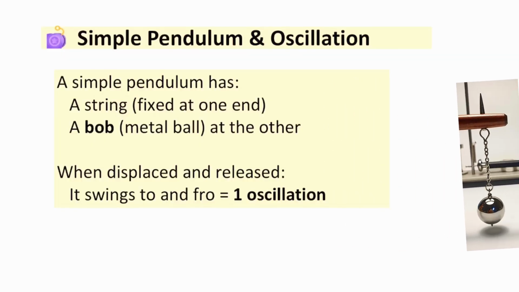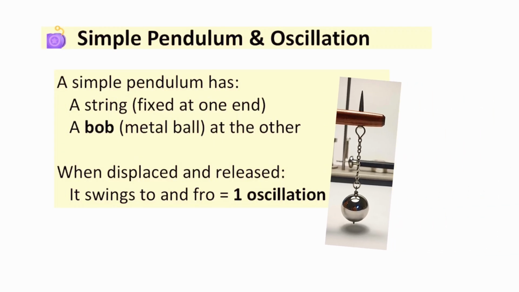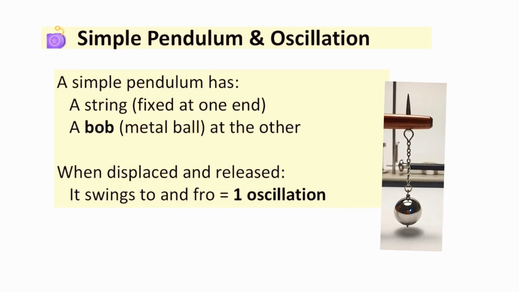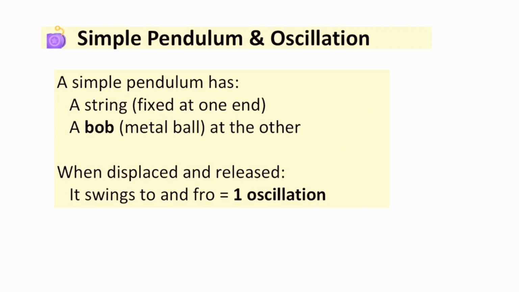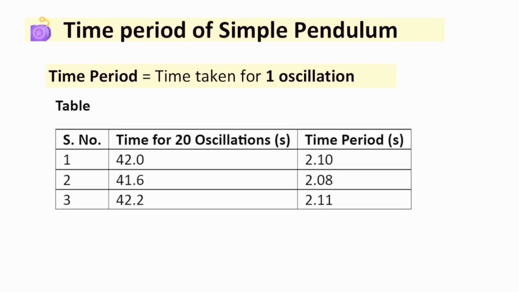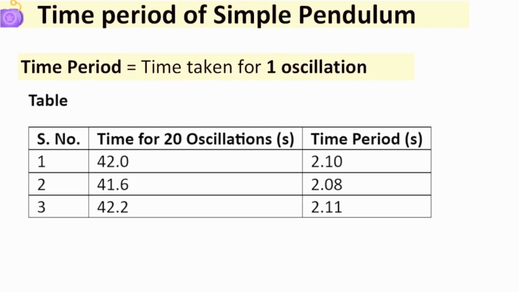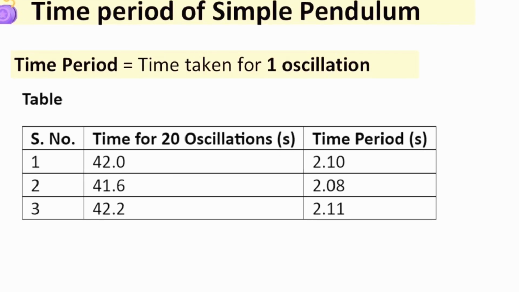Simple pendulum and oscillations. A simple pendulum is a string with a metal bob. When it swings once back and forth, that's one oscillation. Time period is the time taken for one oscillation. The time it takes is called the time period. The table shows time taken for 20 oscillations. From this, we can calculate time taken for one oscillation.